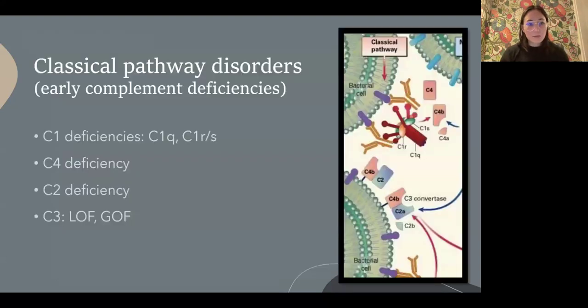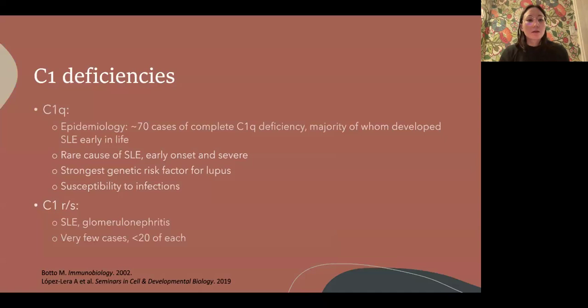All right, so starting with the classic pathway. So here again, we have the C1q, C1r, C1s complex that we went over, and then the different proteins that are involved in this pathway. So C1 deficiencies, C1q is most well known for causing lupus. There's been about 70 cases of C1q deficiency, and most all of them develop lupus early in life. Although it's overall a rare cause of lupus, it's the strongest genetic risk factor. And patients who have lupus with C1q will have more cutaneous findings and more CNS findings, and then they are also more resistant to steroid treatment.